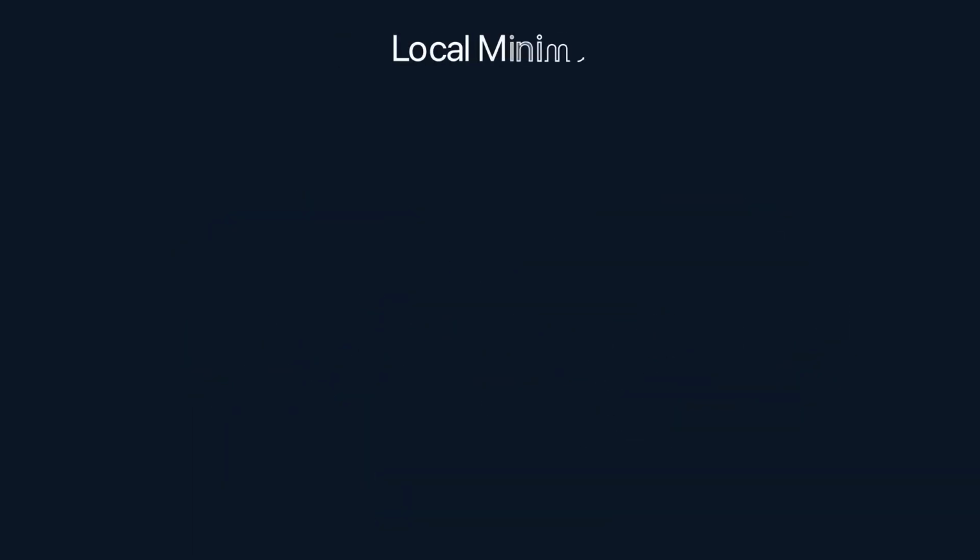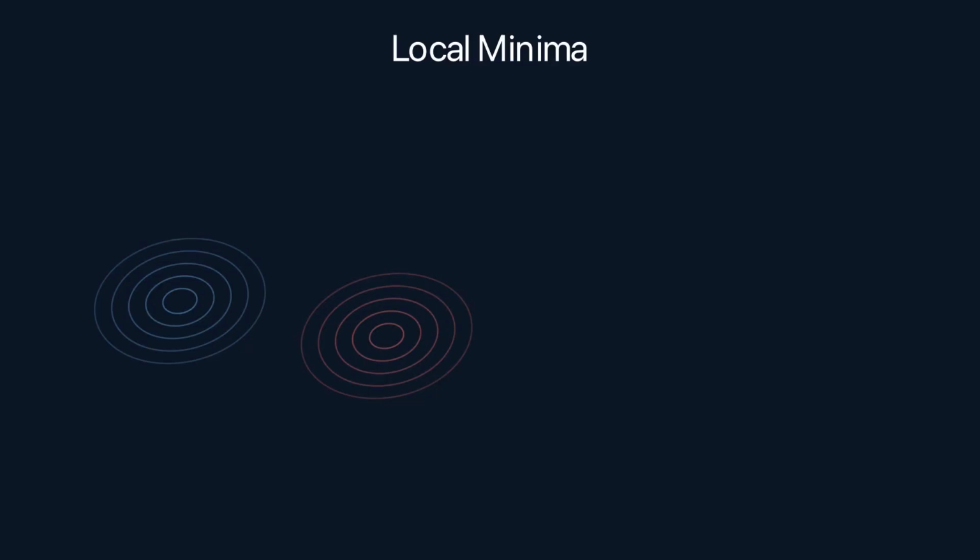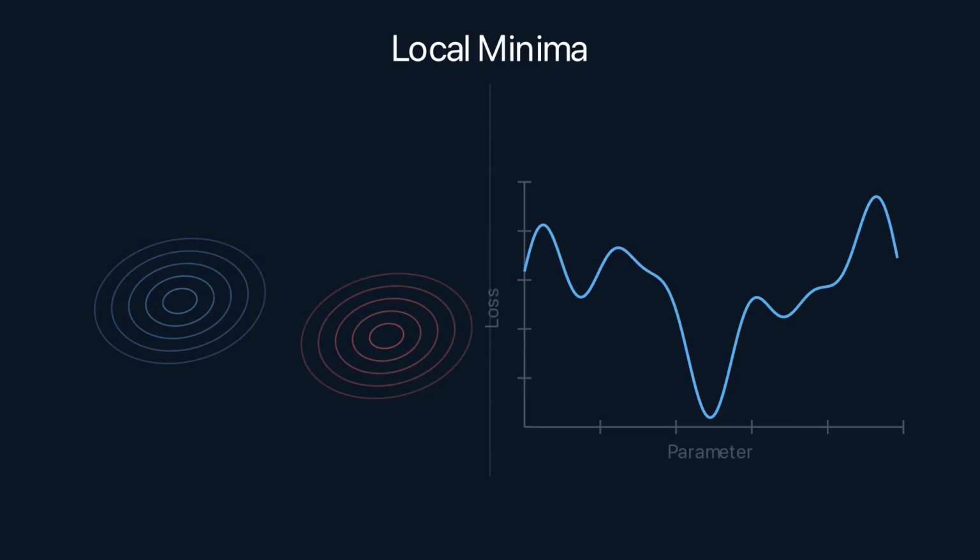The terrain has many valleys. Gradient descent rolls into the nearest one and stops. That's a local minimum. Global minimum, the deepest valley might be far away, separated by ridges.